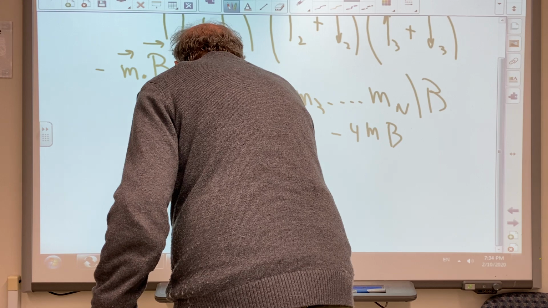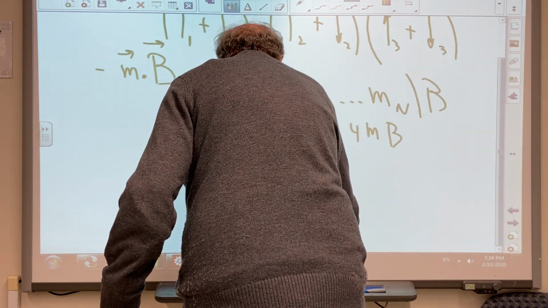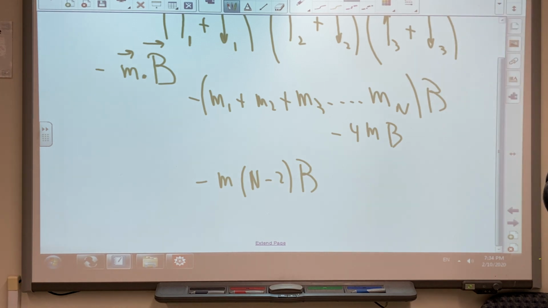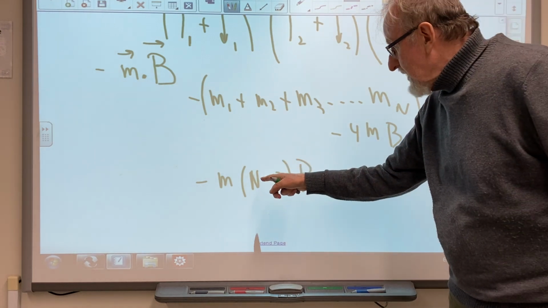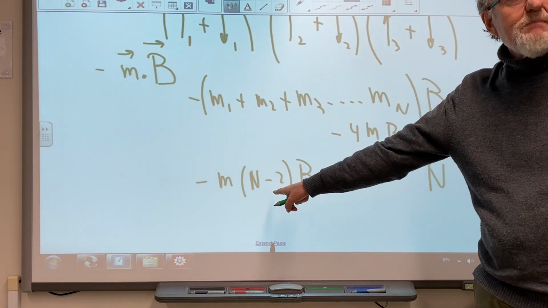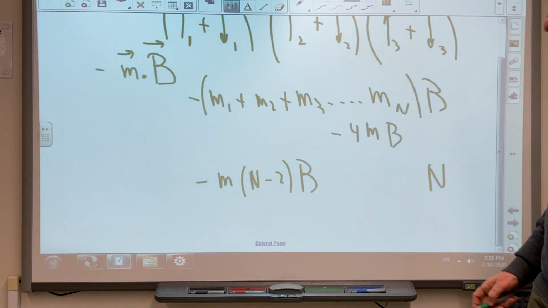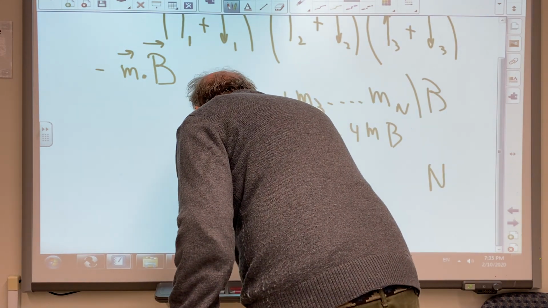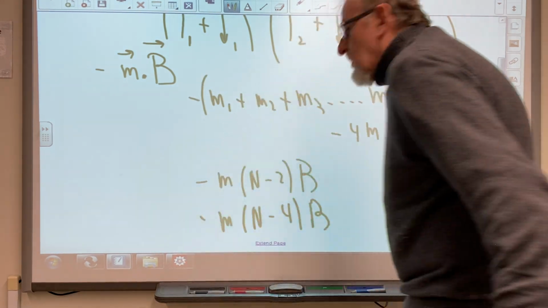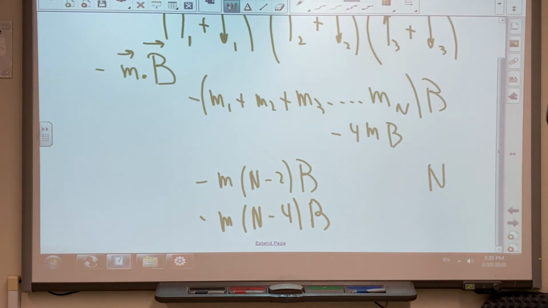There are many states that correspond to what I just described, but they all will have the same energy, because you will have minus m times (n minus 2) B, because you have n minus 1 terms that are plus 1 and one term that is minus 1. So you have n minus 1 minus 1. So all these n terms that I just described will all have exactly the same energy. Okay, and of course there will be terms like this. This corresponds to having n minus 2 spins pointing up and 2 spins pointing down.